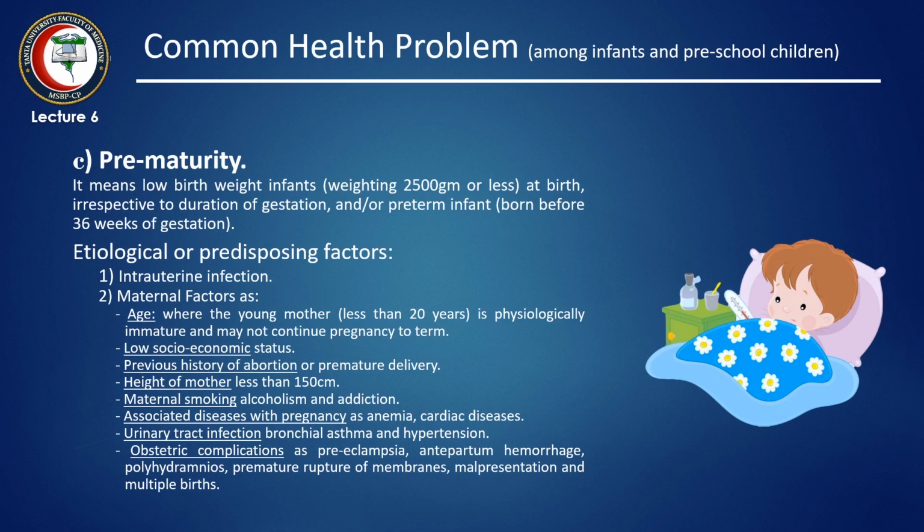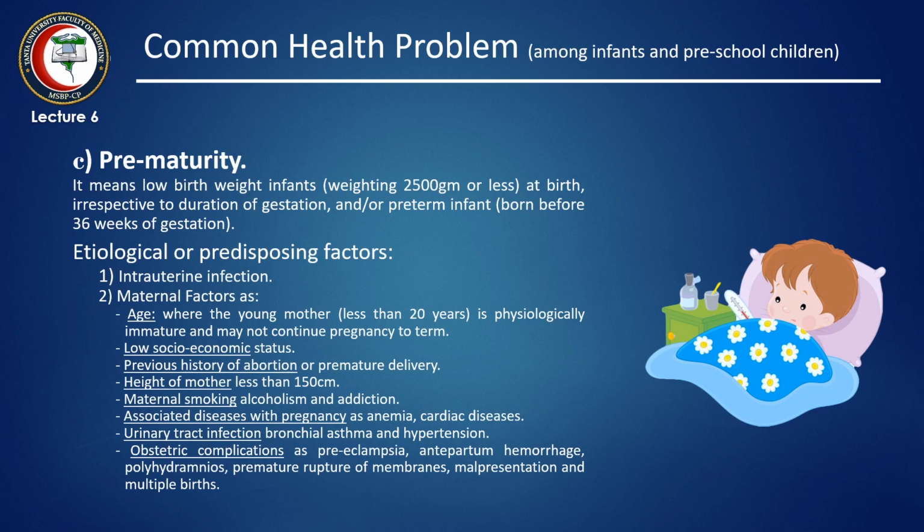By prematurity is meant either low birth weight infants, weighing 2,500 grams or less at birth, irrespective of duration of gestation, and/or preterm infant, by which is meant an infant born before 36 weeks of gestation.